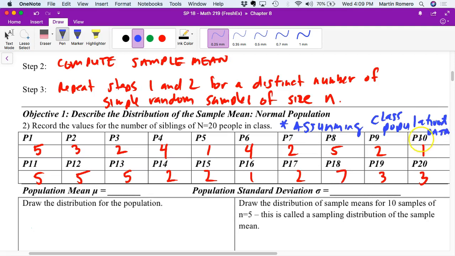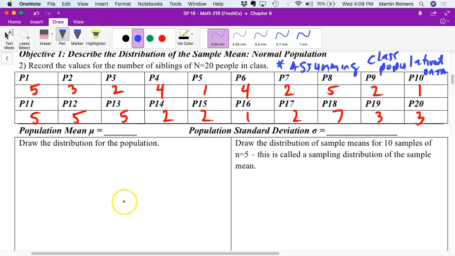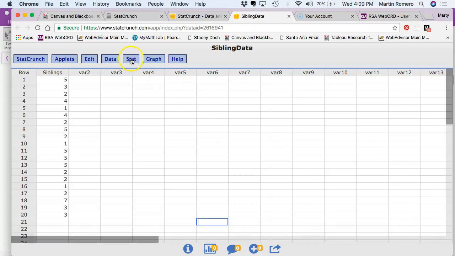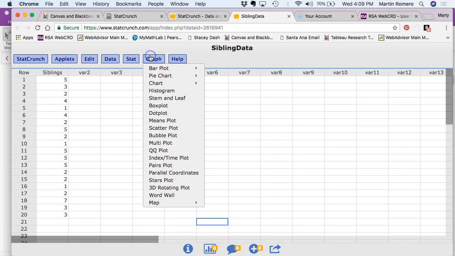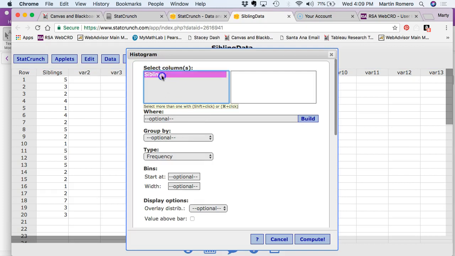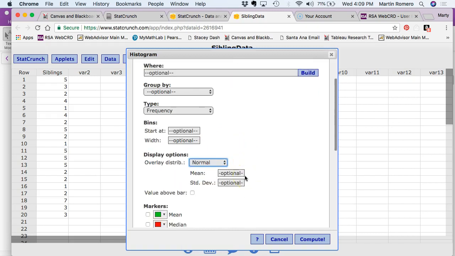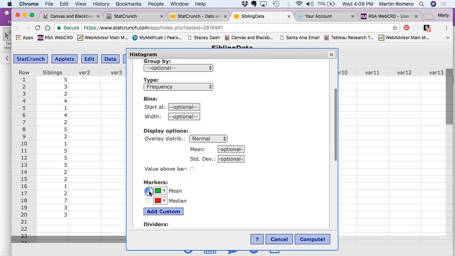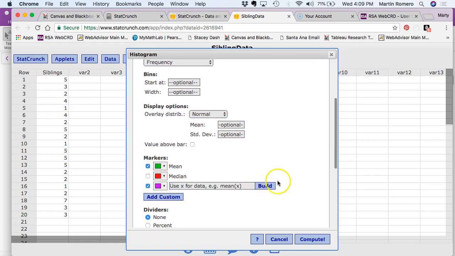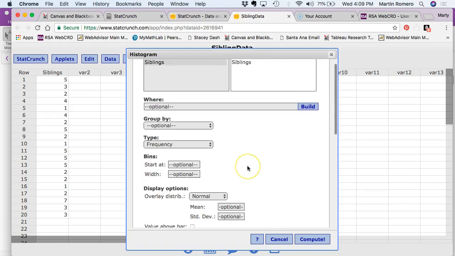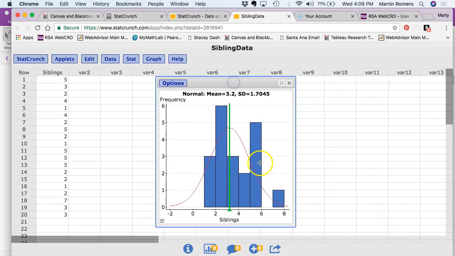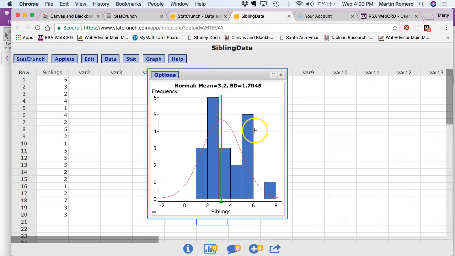There are your numbers. What would the distribution look like? We would make a histogram of the sibling data. I'm going to overlay the normal curve to see what that data looks like. I was going to put a standard deviation, but let's get the mean. Let's take a look at what this data looks like. This is the distribution right here.